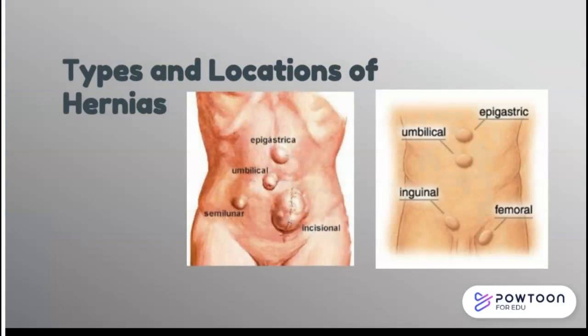While inspecting the abdomen, you may visualize hernias. Here are some frequent sites of hernias. Pay attention to the umbilicus area, the epigastric area, as well as the incisional area. The other frequent area is the femoral or inguinal hernias.